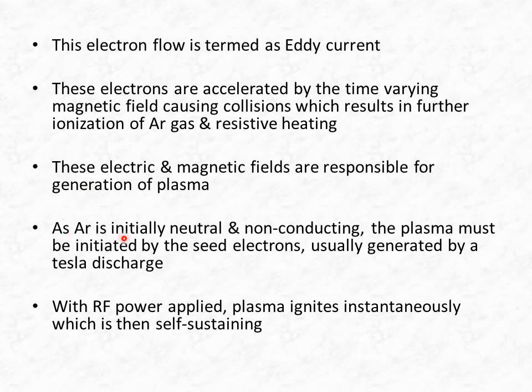As argon is initially neutral, the gas supplied inside the tube is neutral and non-conducting, so the plasma must be initiated by seed electrons. So to initiate plasma we require seed electrons, which I already mentioned earlier as free electrons, and these are generated by Tesla discharge. With radio frequency power applied, plasma ignites instantaneously and then it is self-sustaining.